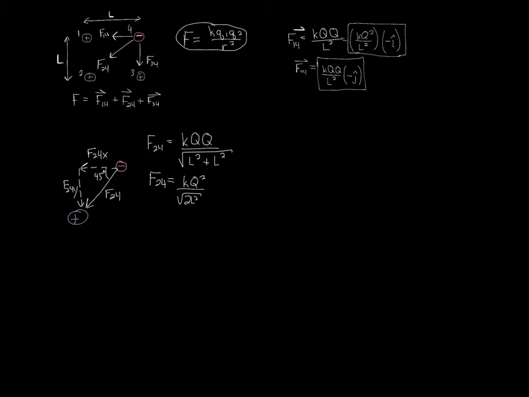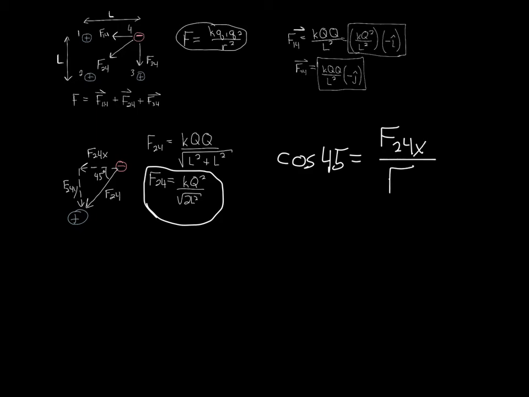If I want to know what F24x and F24y are in terms of variables that I know, and I know that F24 is kq squared over the square root of 2L squared, I can use trig to figure this out. I know that the cosine of 45 degrees is equal to the adjacent side over the hypotenuse. Here we have our triangle, our 45 degrees. My adjacent side is going to be F24x, over the hypotenuse, which is F24.